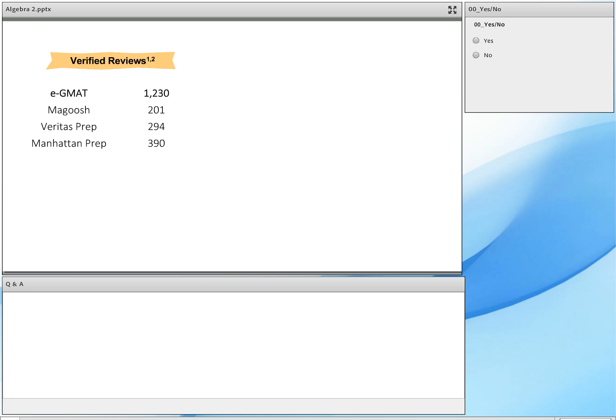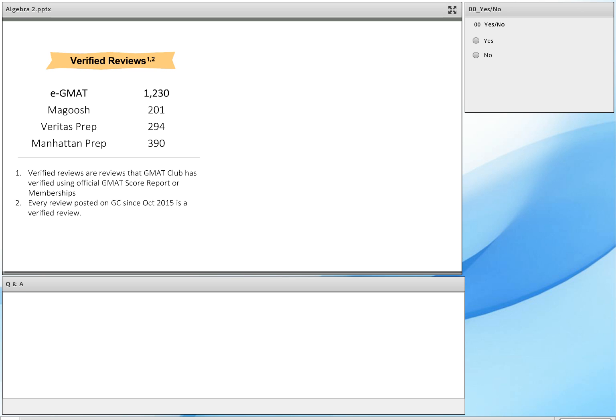e-GMAT, Magoosh, Veritas Prep, and Manhattan Prep are four of the top test prep companies in the GMAT prep space. And when you take a look at the number of verified reviews, you will find that e-GMAT has more verified reviews than all of these other companies combined. And what are verified reviews? These are reviews posted after October 2015, or about 3 years ago, and have been verified using an ESR, that is an enhanced score report, or a verified GC membership, GMAT Club membership.